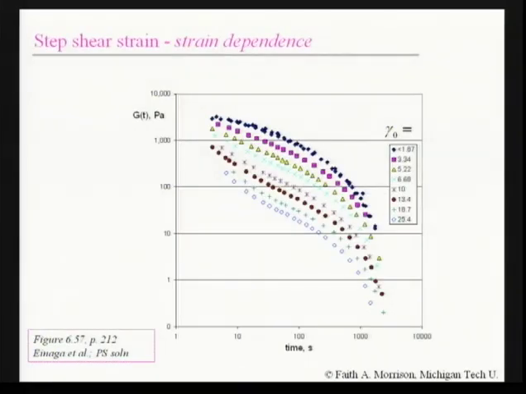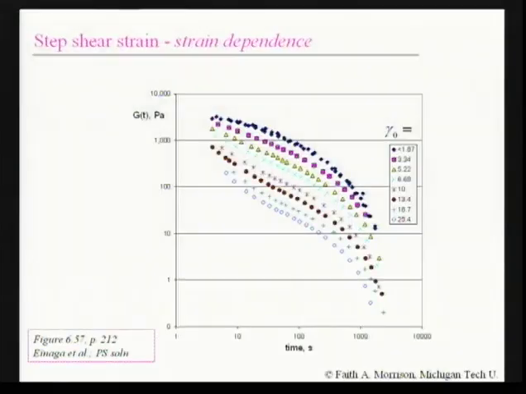What does the material function look like? This is an example of real data. This is Einaga's polystyrene solution data. These are the material functions for the step strain experiment. As you can imagine, if you put a sample between two plates and suddenly move the top one, the stress goes up, the stress relaxes down. If you take that stress divided by the constant strain that you imposed, you get the relaxation modulus, and that's what we're seeing here.